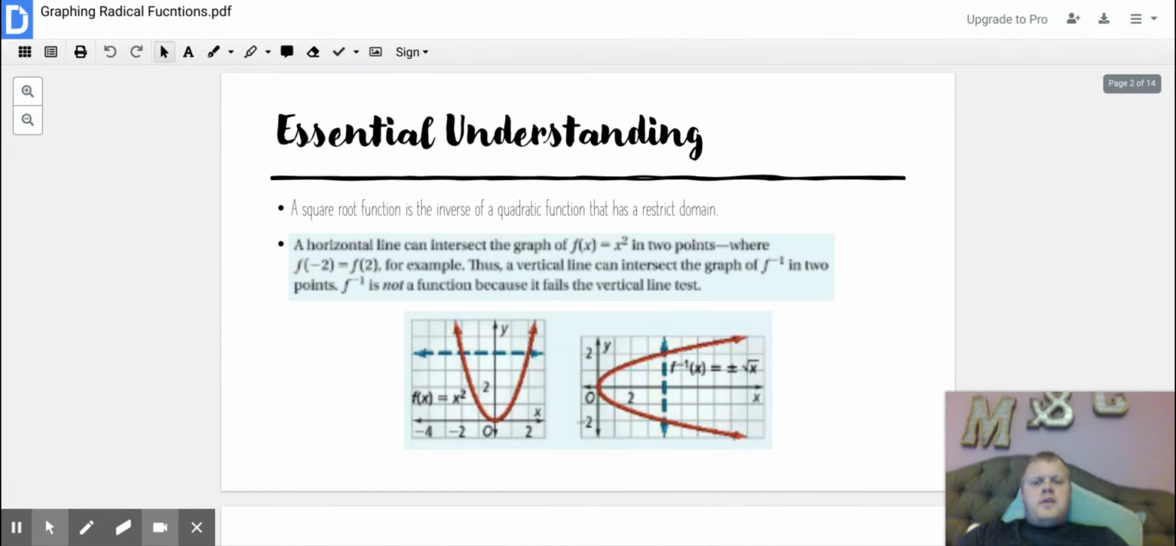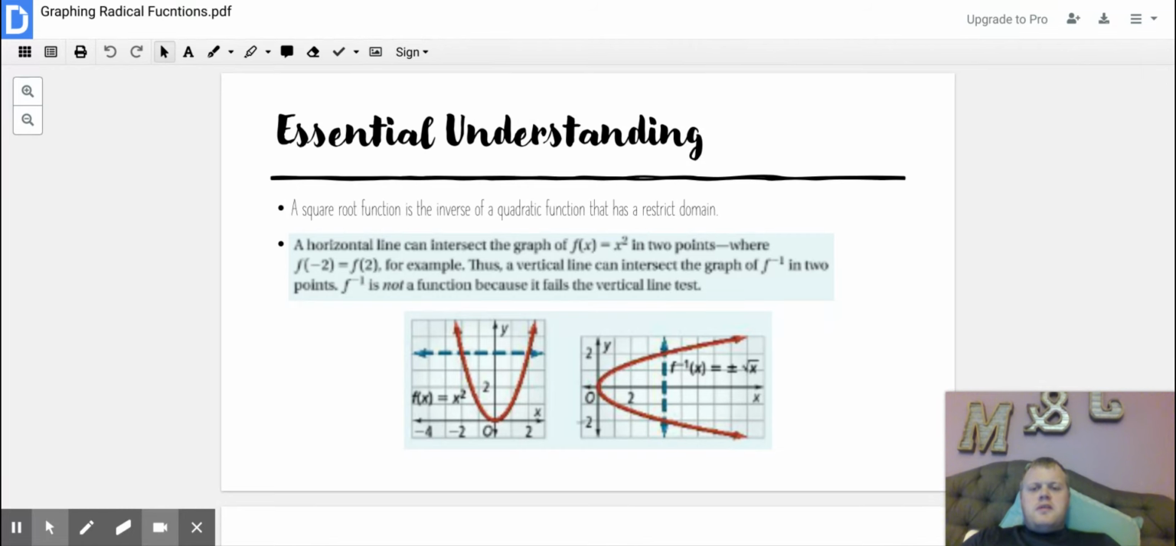A square root function is the inverse of a quadratic function that has a restricted domain. A horizontal line can intersect the graph of f of x equals x squared in 2 points, where f of negative 2 equals f of 2. For example, a vertical line can intersect the graph of the inverse in 2 points. So that means that the inverse function is not a function because this fails the vertical line test.